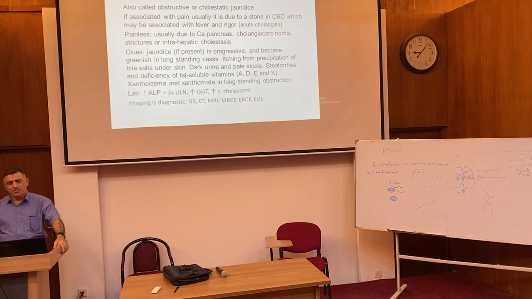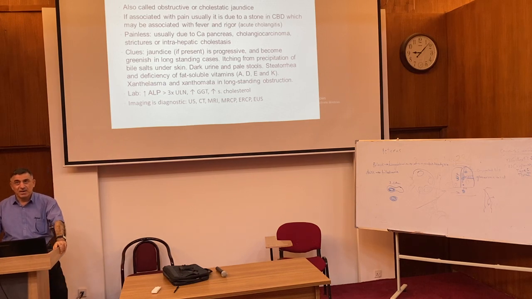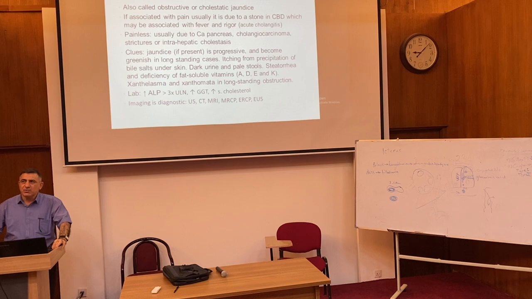Post hepatic jaundice: if the bile cannot reach the intestine because of an obstruction, this is obstructive jaundice, cholestatic jaundice. The common cause is a stone in the common bile duct, or stricture due to malignancy, a tumor, which blocks the bile. As the jaundice progresses, the color of the urine will change, but in obstructive jaundice the color of the stool becomes pale.